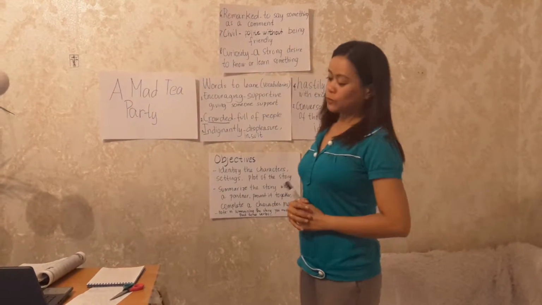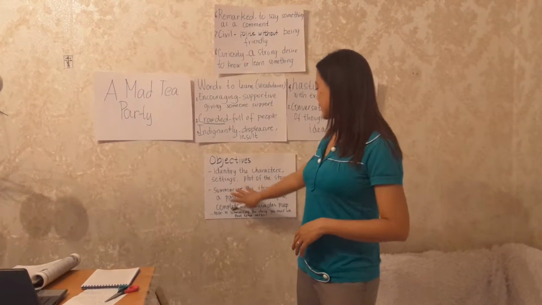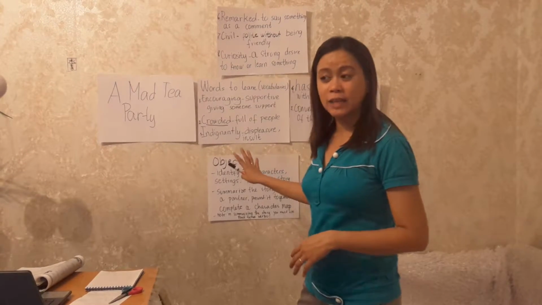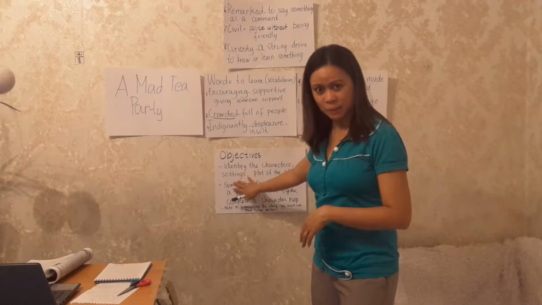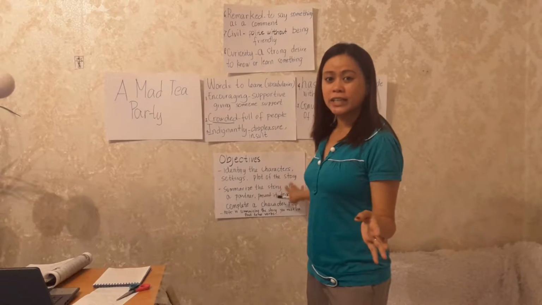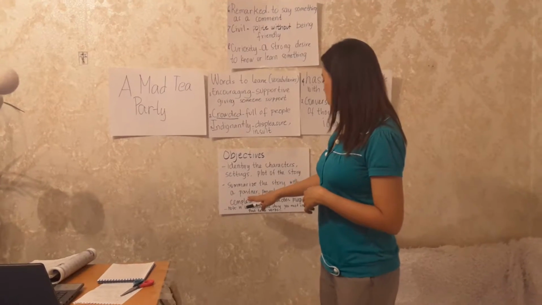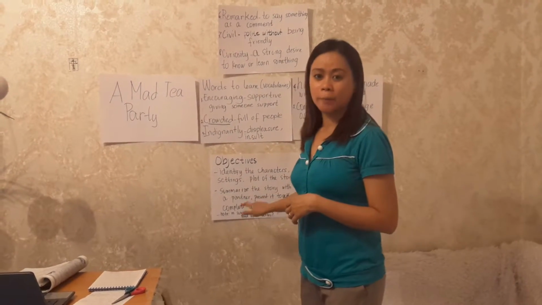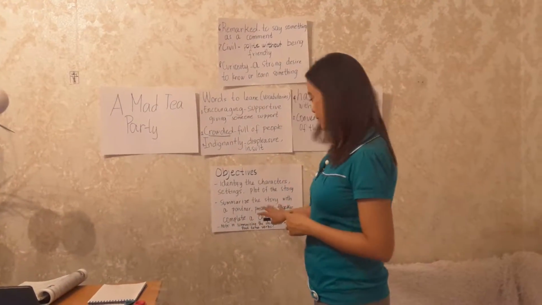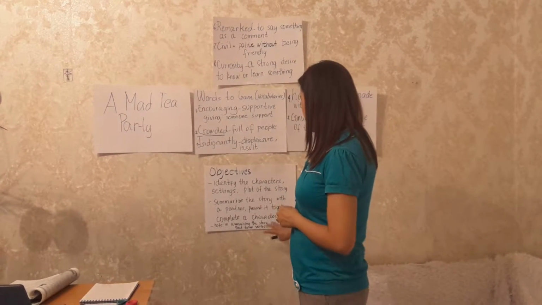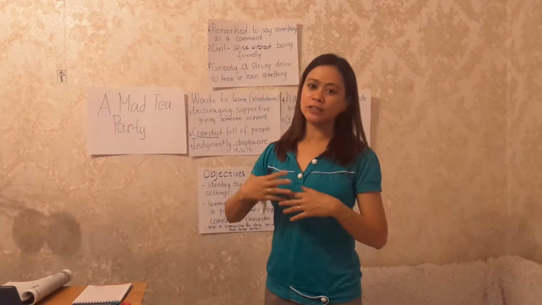But first, for this lesson today, you are going to identify the characters, settings, and plot of the story. Remember we discussed this already? Who are the characters? Where is the setting, the place? And the plot of the story is the events or the action that takes place in your story. Then you are going to summarize the story with a partner. Later you are going to do that. You are going to complete a character map also. And in summarizing the story, you must use past tense forms of the verbs. Later I am going to tell you all about this.